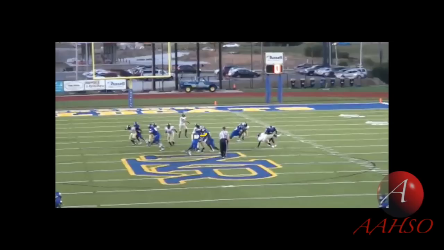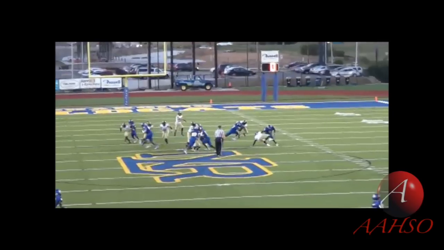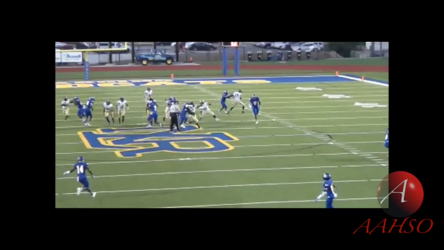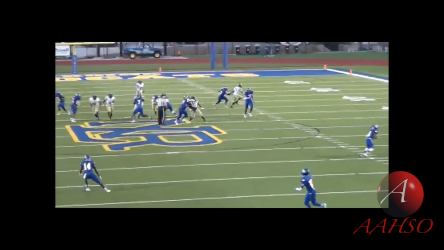Now the third element we're going to look for is the most important element, and this is a material restriction. And watch this head and shoulders go back again. There's our material restriction. He is holding this offensive lineman, and feet are beat.